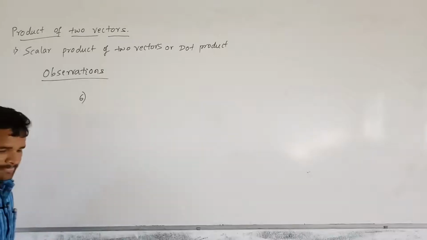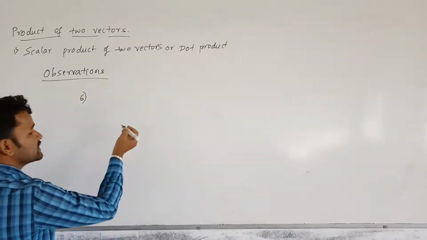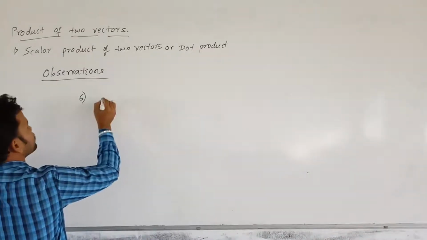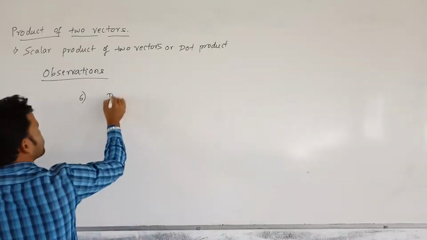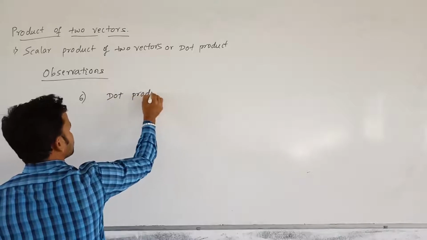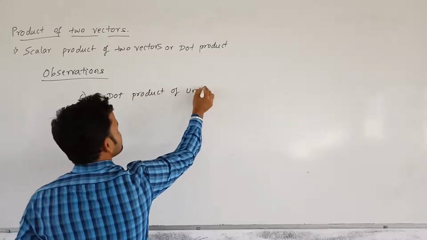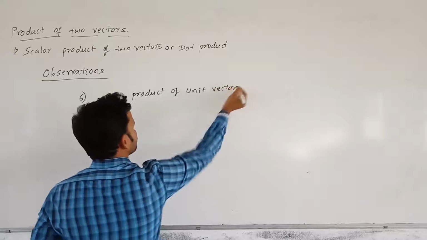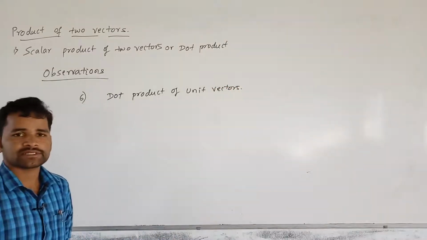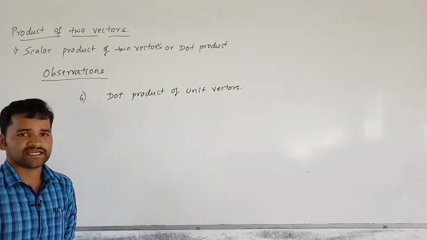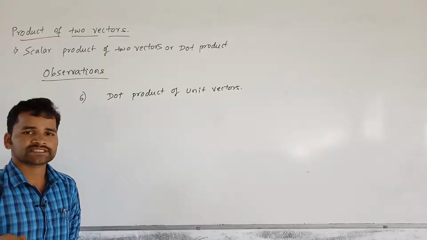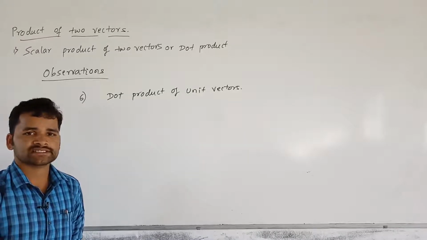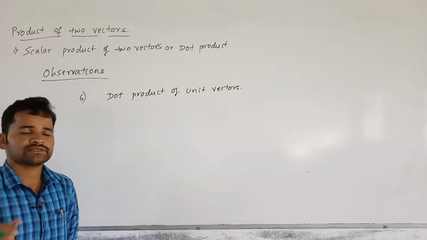Sixth observation is, suppose we have a dot product of unit vectors. Let us take that as the heading. Unit vectors means what are those? Unit vectors means i, j, k. i is a unit vector along the x axis, j is the unit vector along the y axis, and k is the unit vector along the z axis. We are taking a dot product of those vectors.